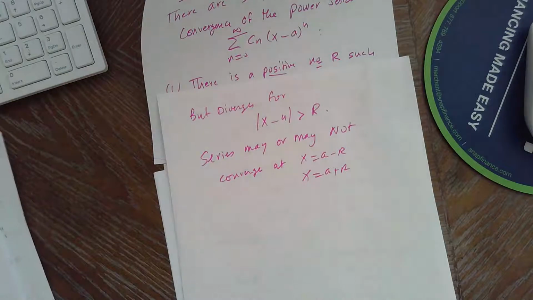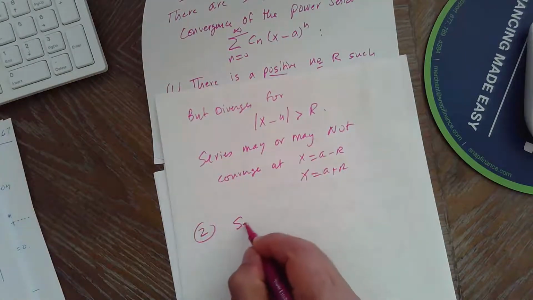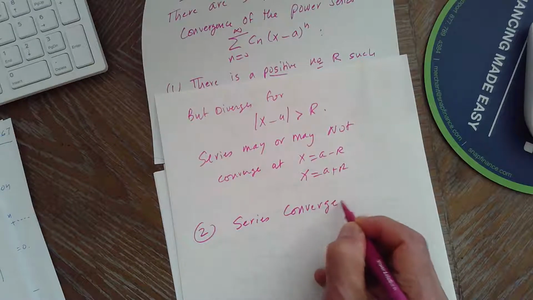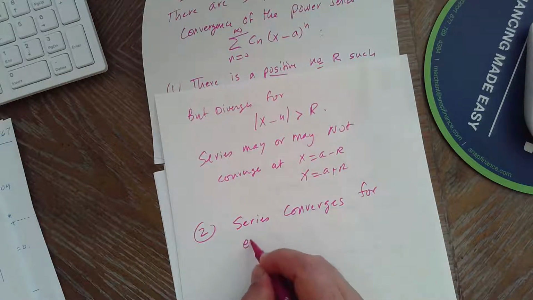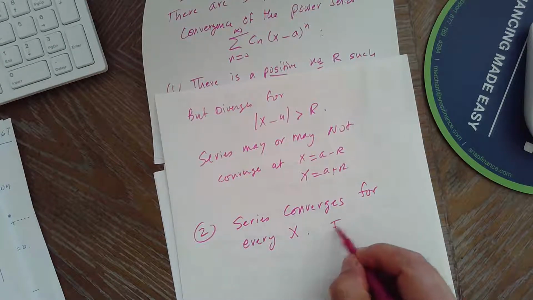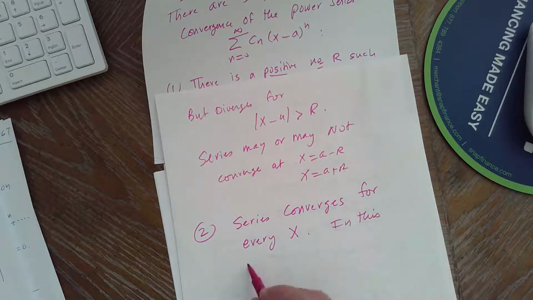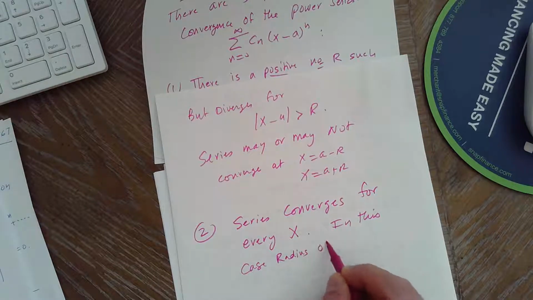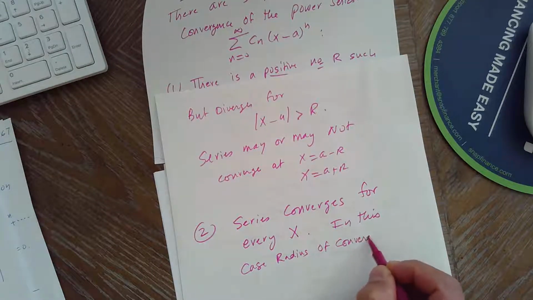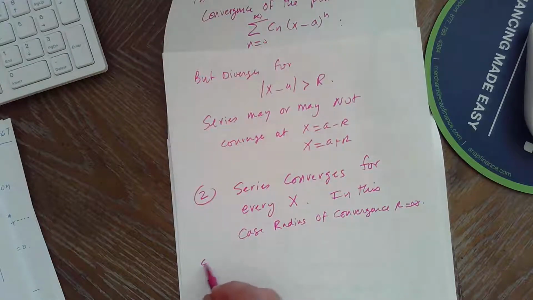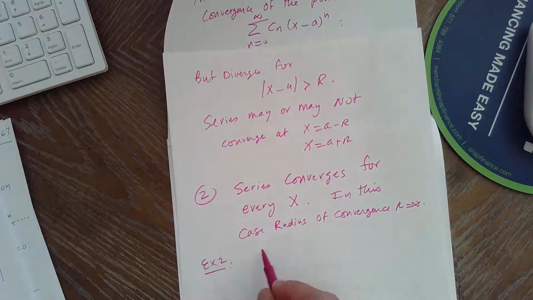The second case scenario is if the series converges unlimited. In other words, for every x, no matter what you put in, for every real number x. In this case, the radius of convergence is infinity. In this case, the radius of convergence r is infinity. Here's an example about that.